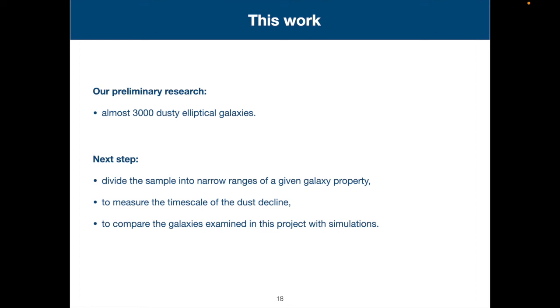And what's next? We are going to divide the sample into narrow ranges of a given galaxy property, for example dust mass, shape, or stellar mass. And then we are going to measure the timescale of the dust decline, and at the end compare the observations with the simulations.